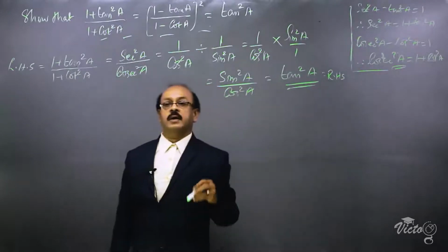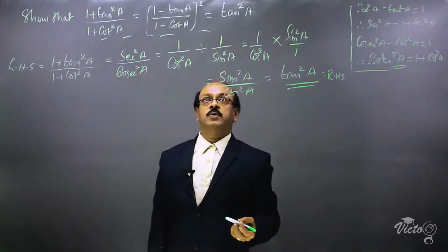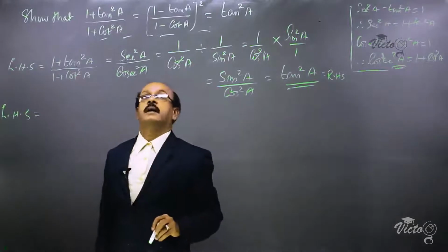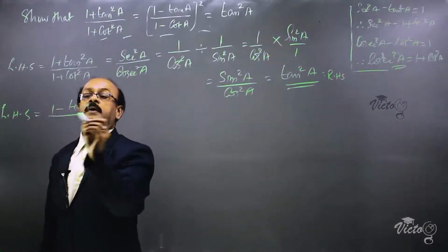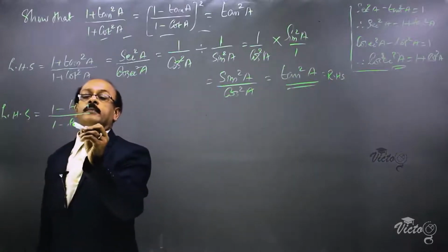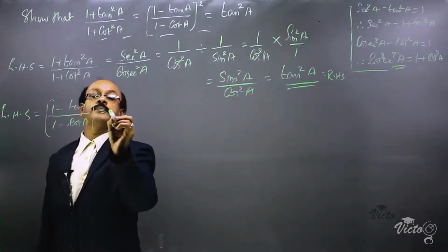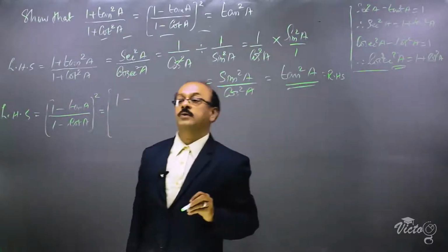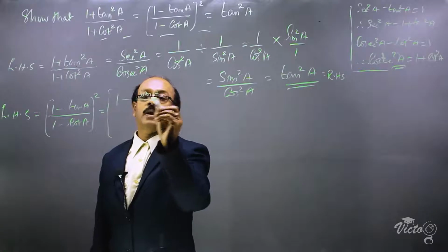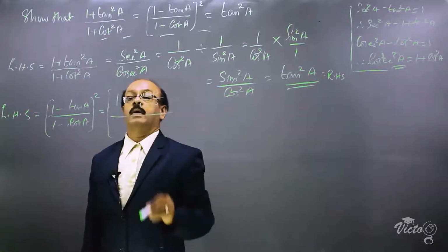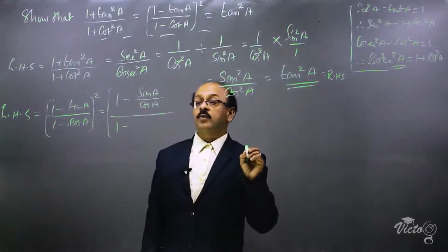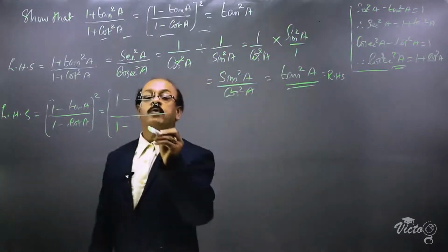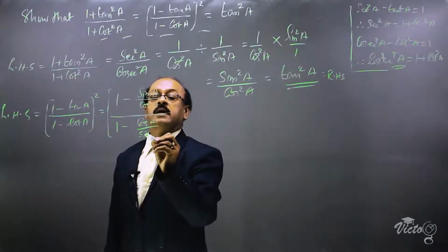Now we are doing the second part. We are again taking 1 minus tan A by 1 minus cot A the whole square as the LHS. LHS is equal to 1 minus tan A divided by 1 minus cot A, the whole square, which is equal to 1 minus, what is tan A? Remember, tan A is sin A by cos A, the whole divided by 1 minus, what is cot A? Cot A is the reciprocal of tan A. So if tan A is equal to sin A by cos A, then clearly cot A will be cos A by sin A. 1 minus cos A by sin A.